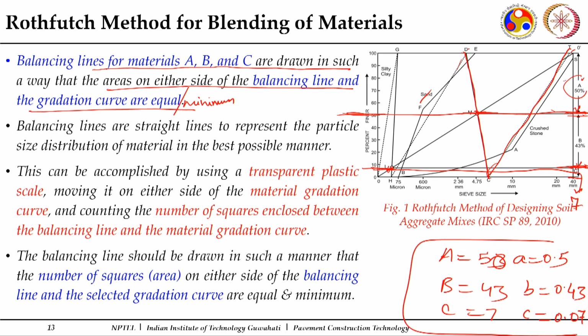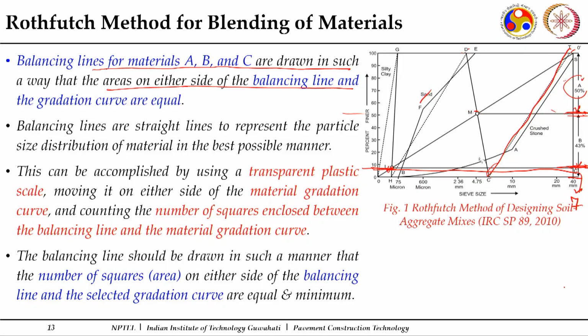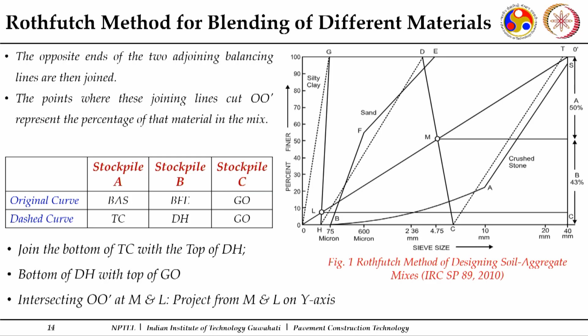So, this proportion we arrived at through this graphical method. Nowadays you have a good amount of programming available, where you can attempt this to get the best possible gradation which can be near to the desired one. So, this is again an explanation that once you have this gradation, you have the balancing lines, and you project and you get the percentages of all these 3 materials.